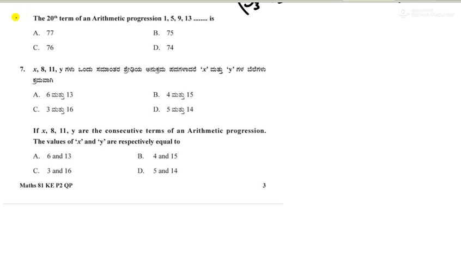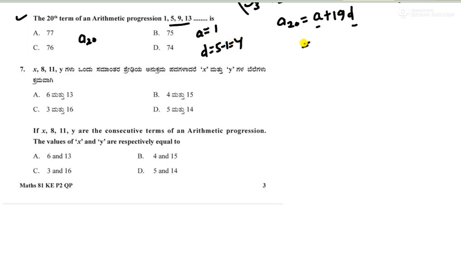This is our question number 6. What have they given? The 20th term of an AP. This is the AP. They have asked for the 20th term, A20. So you all know that A20 can be written as A plus 19D, right? So if you know the value of A and D, you can find it. What is A in this progression? 1. What is D? It is 5 minus 1, which is equal to 4, correct? So substitute 1 plus 19 into 4. How much is this? 1 plus 19 fours are 76, correct? So this becomes how much? 77.